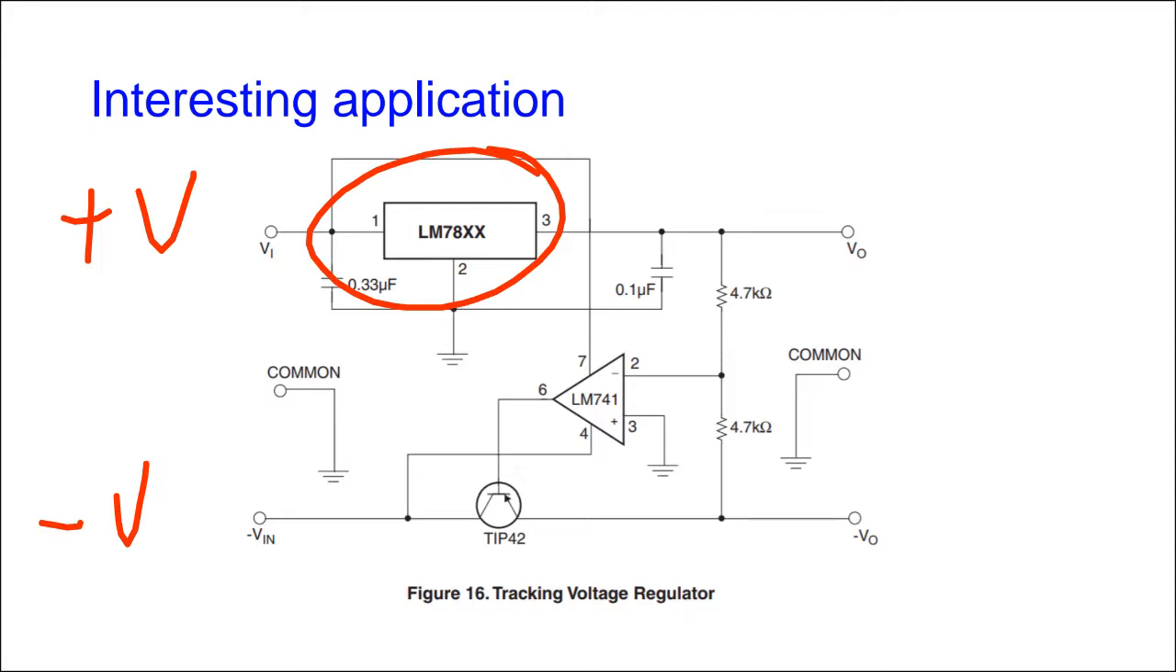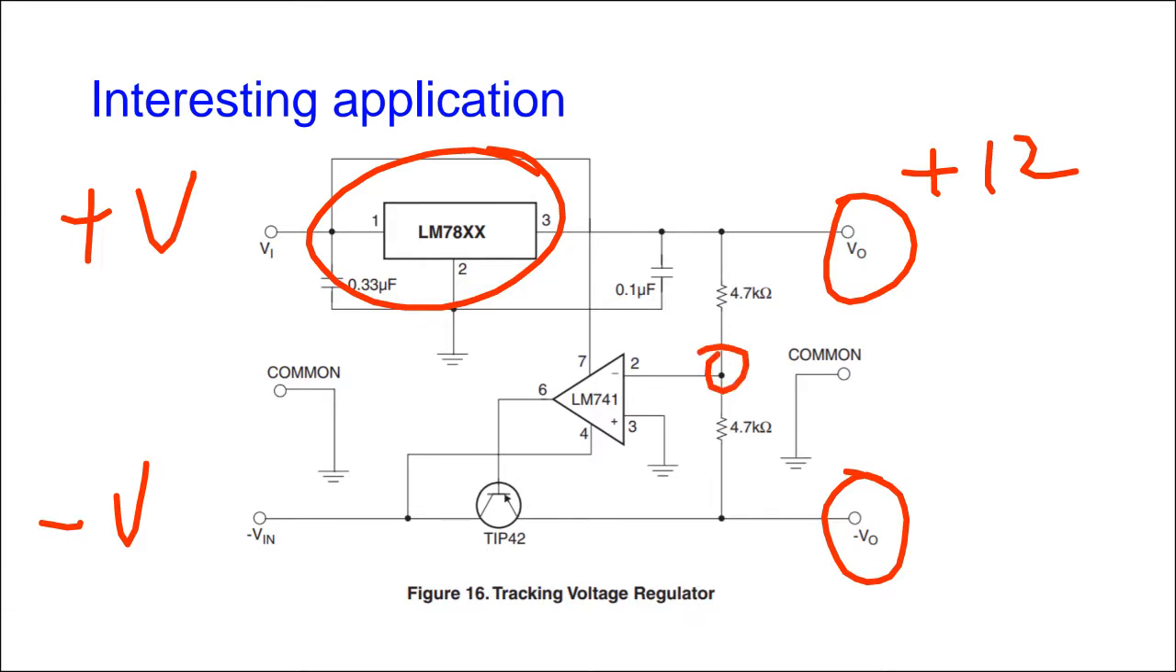At the point in time when you start off the circuit, this negative voltage is 0. This goes to plus, let's say plus 12, if we use the 7812 device. So if this point is 0 and this point is 12, because these two resistors are exactly the same, here is going to be at 6 volts.